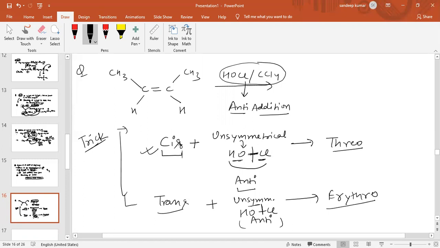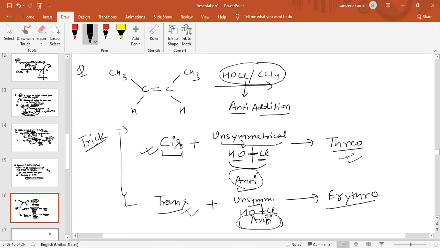So remember this trick. When there is a cis isomer and there is unsymmetrical addition, just like HOCl, and we know the addition of HOCl follows anti-addition, when it reacts with cis it forms the threo form, and when it reacts with trans it forms the erythro form.